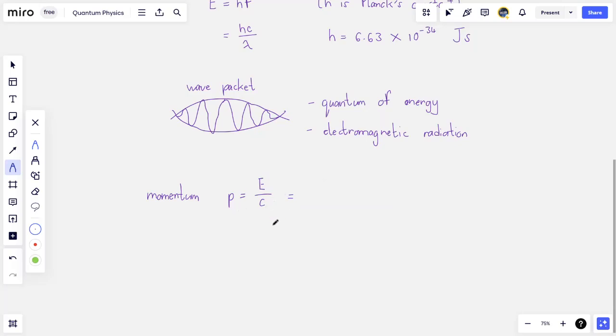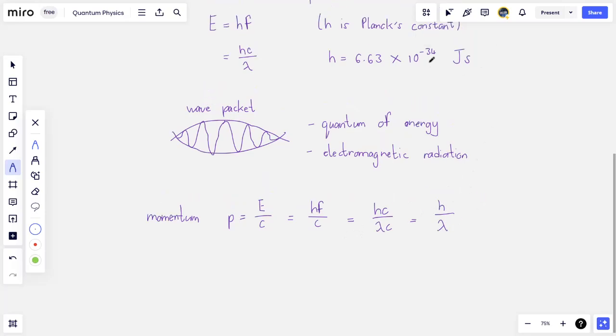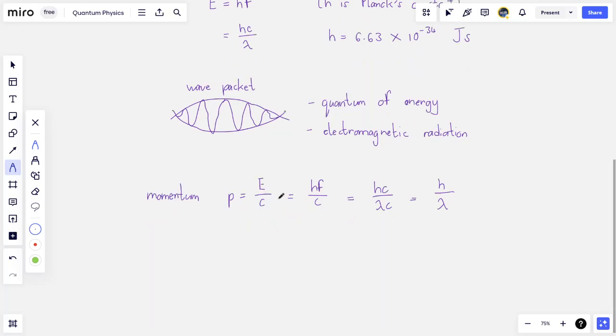And so the equation is not simply mv like it is for a massive object. If I take hf as my energy, I get p is hf over c, which I can write by replacing f with the wavelength of this photon, as hc over lambda c, and this simplifies to h upon lambda. h again is Planck's constant. And if you look at the units, you can figure out that yes, they are the units for momentum.